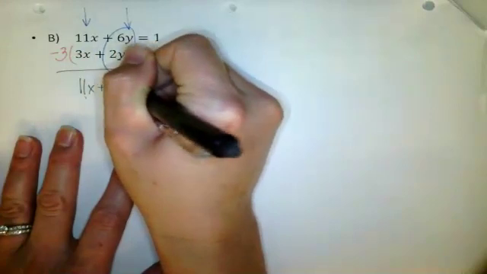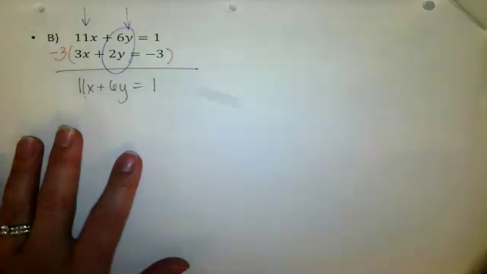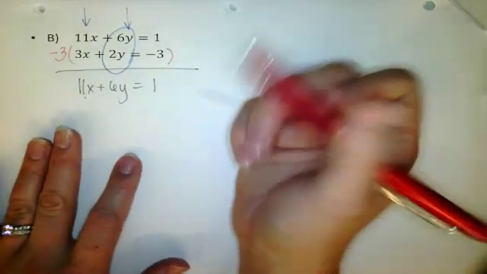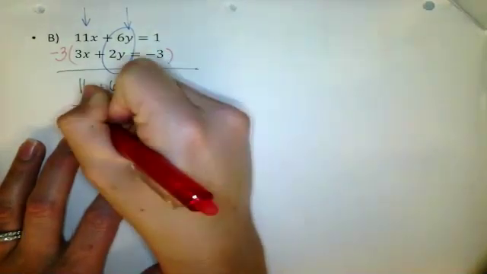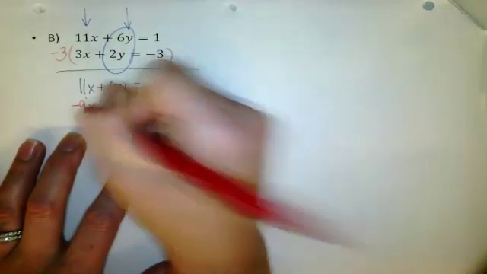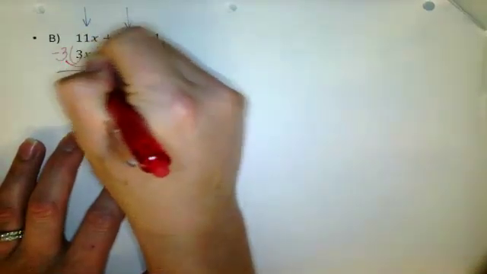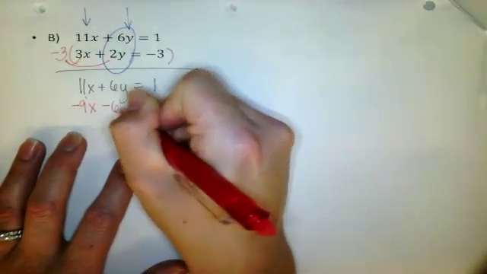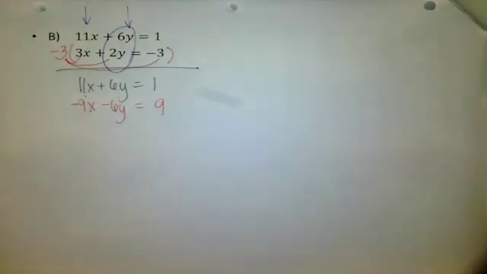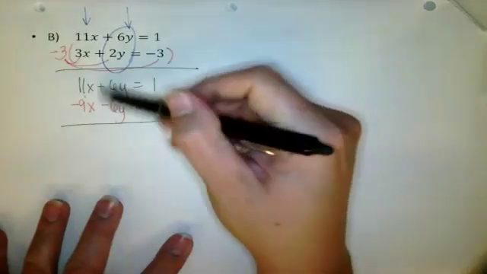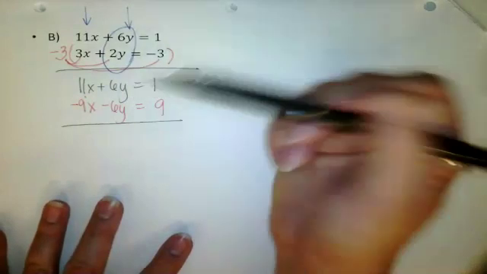All right. So I'm not changing the top equation, but I am changing the bottom equation. What does the bottom equation turn into? -9x, right? Multiply. All right, and then -6y equals +9. -3 times -3 is +9. Okay, that was our goal. Right here we have those lovely opposites.